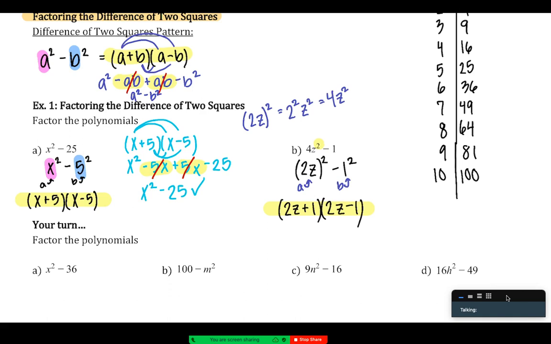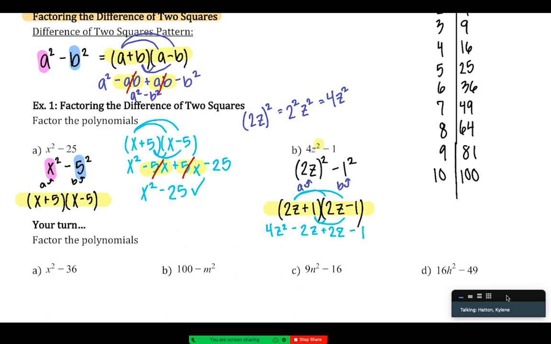And then just to do one more check, remember, you can check by FOILing. So 2z times 2z gets us back to 4z squared, which was our original first term, so that's good. 2z times negative 1 is negative 2z. 1 times 2z is positive 2z. And then 1 times negative 1 is negative 1.